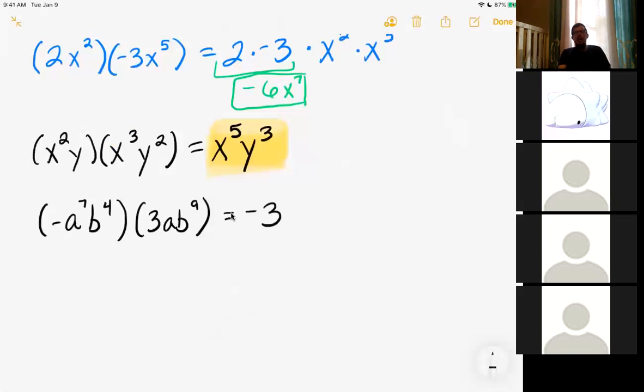And then I just move on down the line with the variables. So I've got a to the... The negative, or the 8th? 8th power. And b to the 8... b to the what? 13. The 13th. There we go. Perfect.